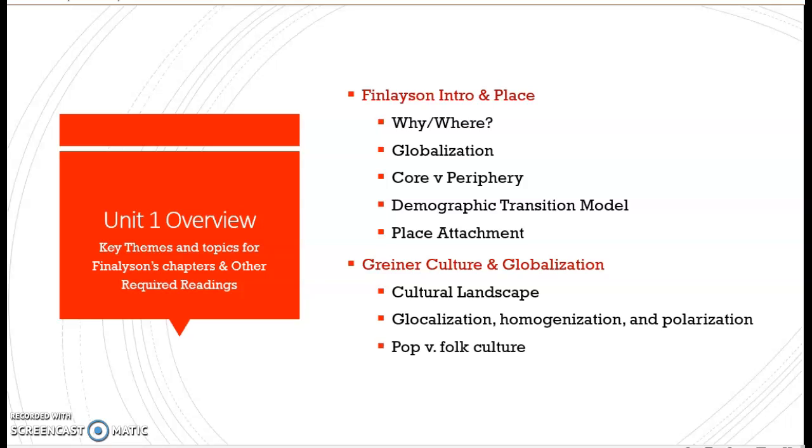And in this set of readings, we're going to look at pop versus folk culture. Pop just means popular culture. What are the shared culture traits? How do we interact with each other? How do we perform our tasks? How do we pursue goods that we consume?